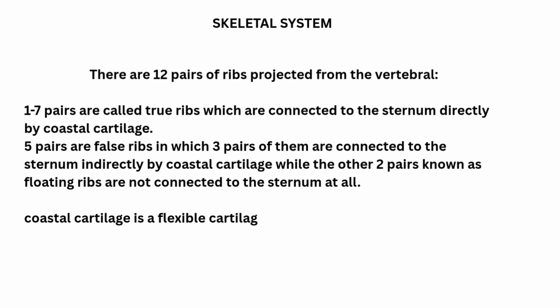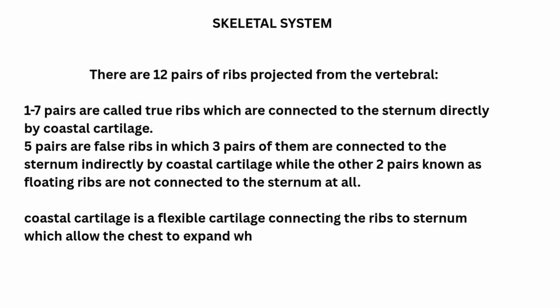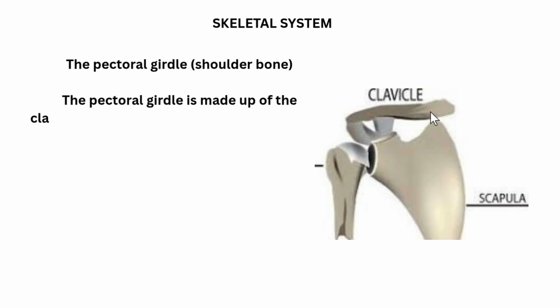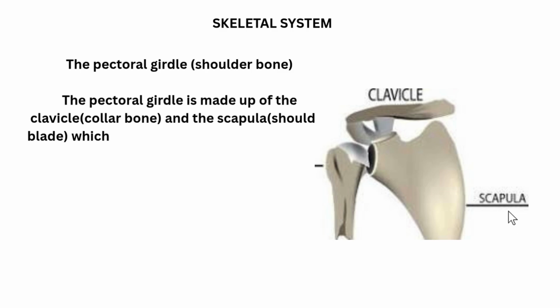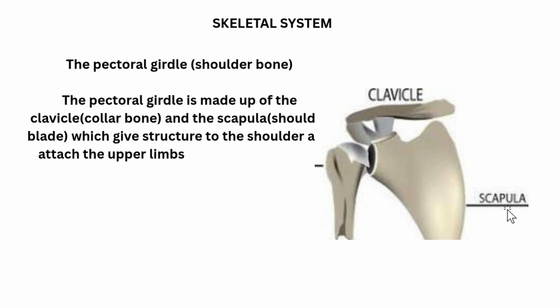Costal cartilage is a flexible cartilage connecting the ribs to the sternum, which allows the chest to expand when breathing. The pectoral girdle, shoulder bone. The pectoral girdle is made up of the clavicle, collarbone, and the scapula, shoulder blade, which gives structure to the shoulder and attaches the upper limbs to the axial skeleton.